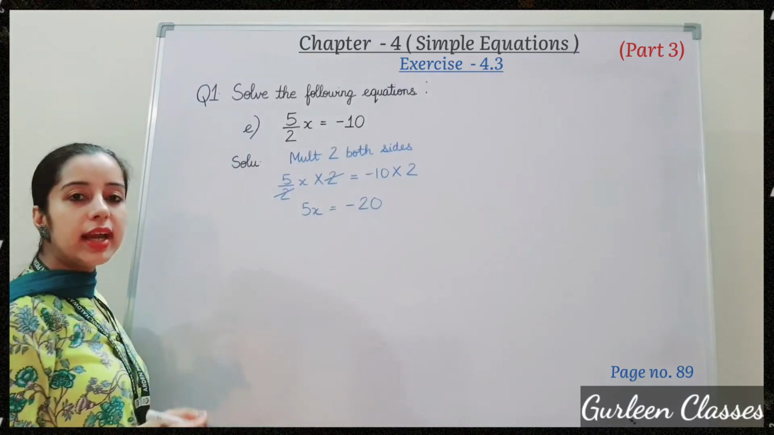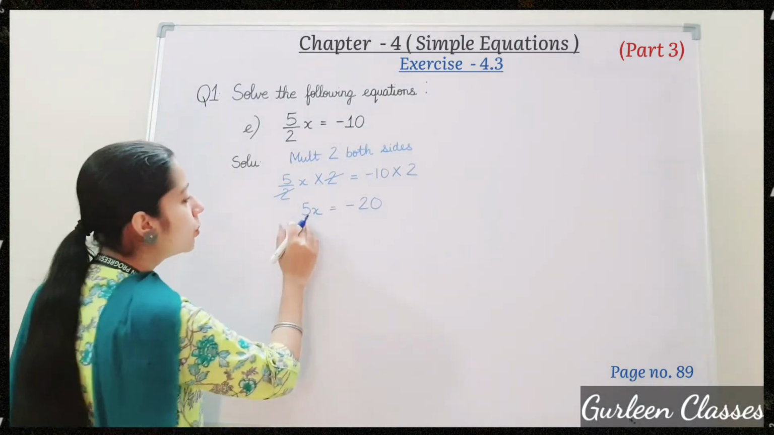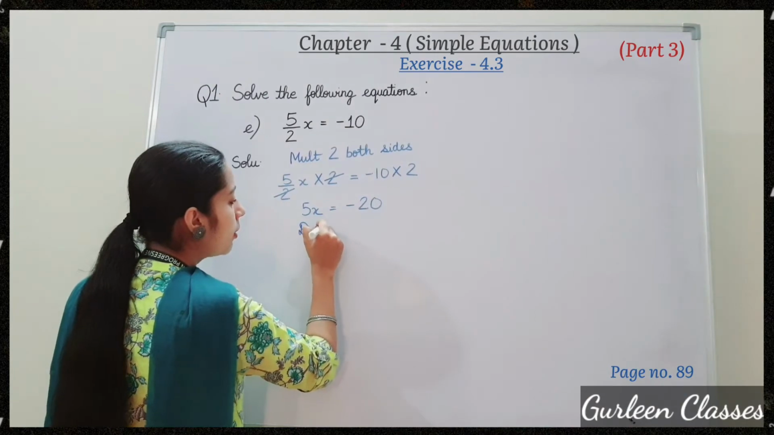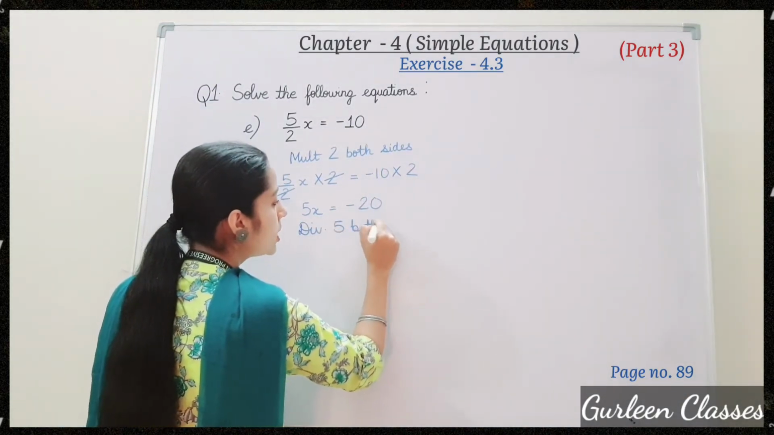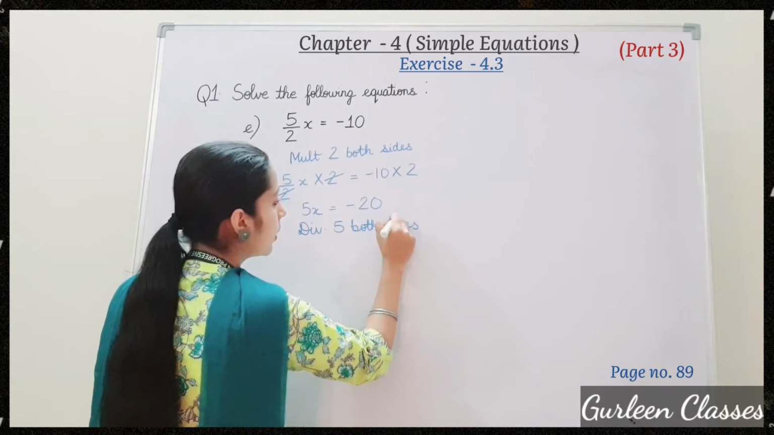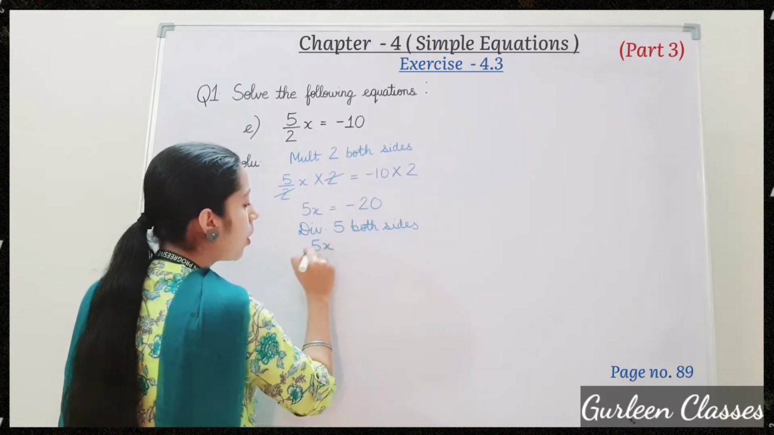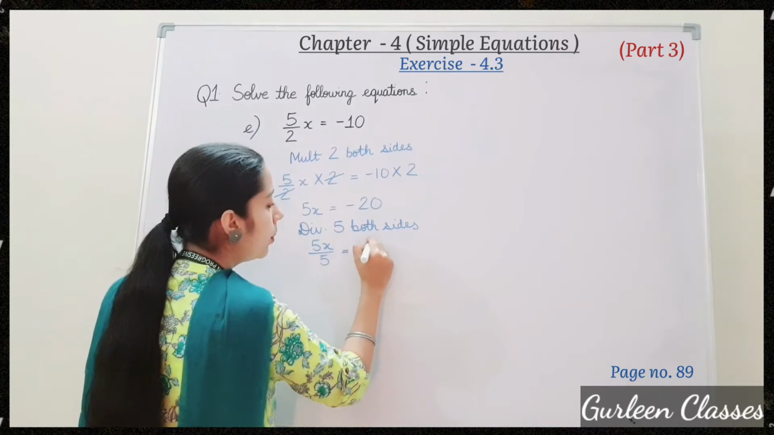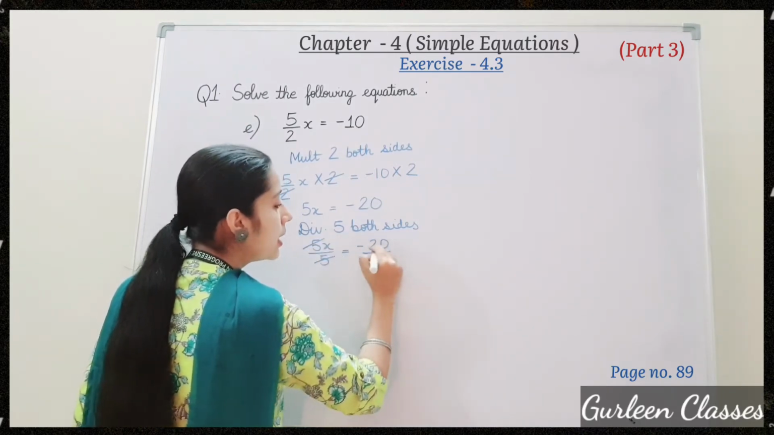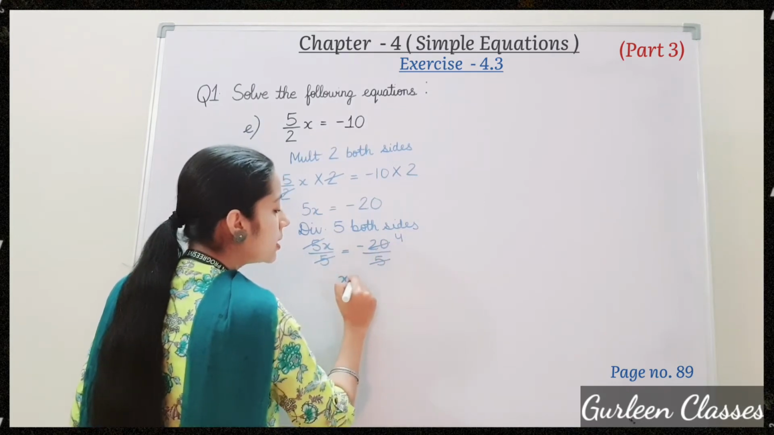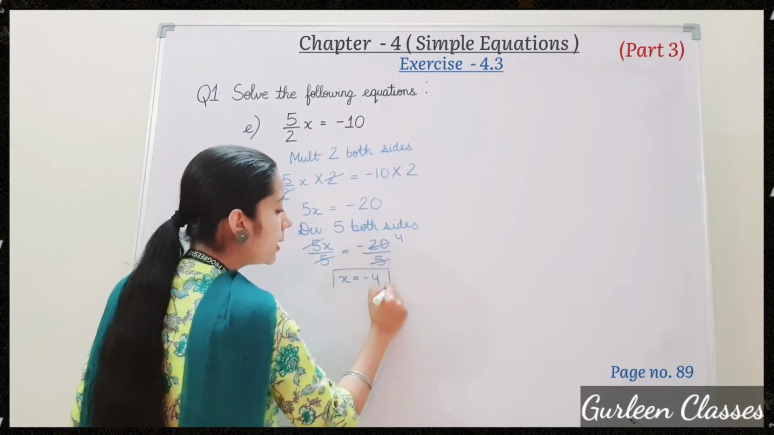So now we will divide both these sides by 5 to remove this number. So 5x upon 5 is equal to minus 20 upon 5. 5 cancels. 5 4s are 20. So x is equal to minus 4.